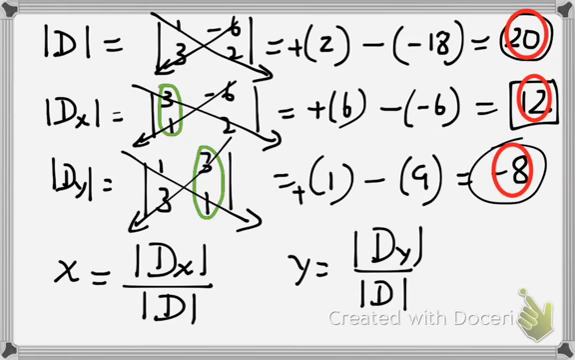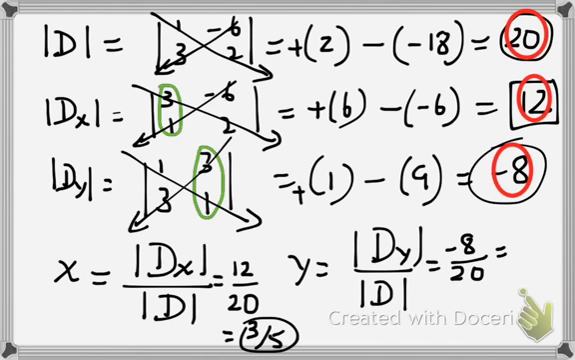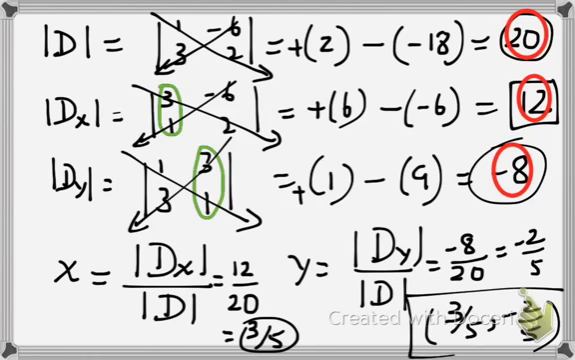You have the values for D, D sub x, D sub y, determinant values. Now use this, what I've given for x and y. So D sub x is a 12 divided by 20. So x is equal to 3 over 5. Good. And y is equal to negative 8 divided by 20, which is negative 2 over 5. Okay. How do I write the answer? 3/5, negative 2/5. That's the answer. All right?